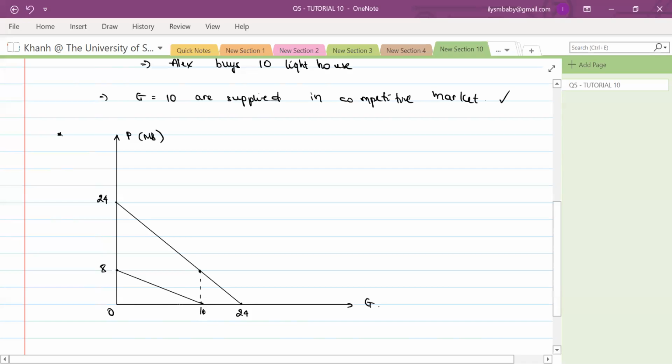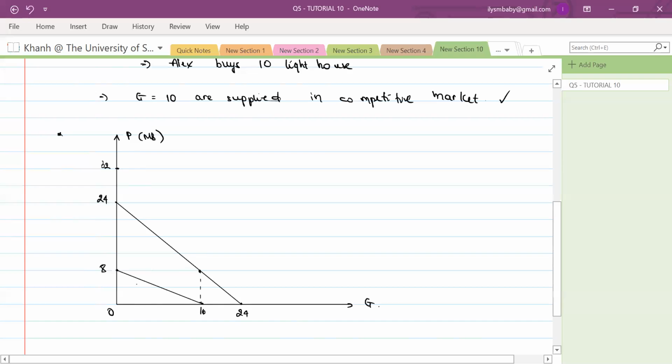for example, if I take a quantity over here, at quantity G equal to 0, the marginal benefit for Beatrix is going to be 8, and the marginal benefit for Alex is going to be 24. So the total marginal benefit is going to be 24 plus 8, which is 32. That is going to be somewhere here. It is very similar for the rest of the quantities.